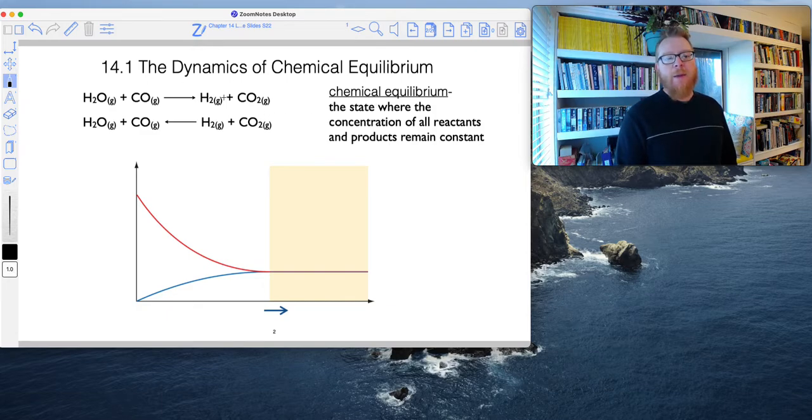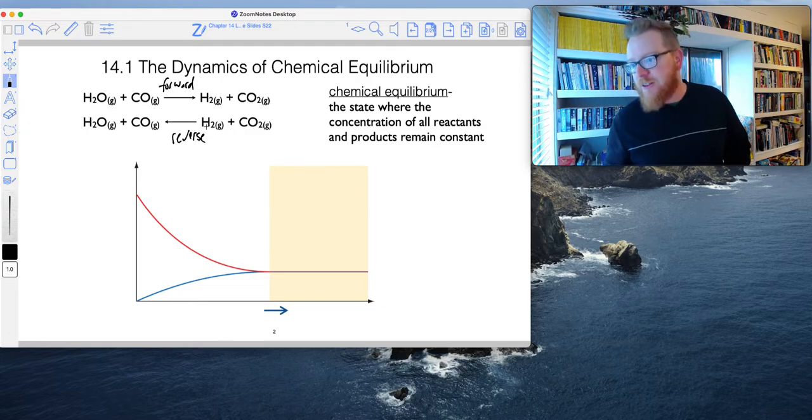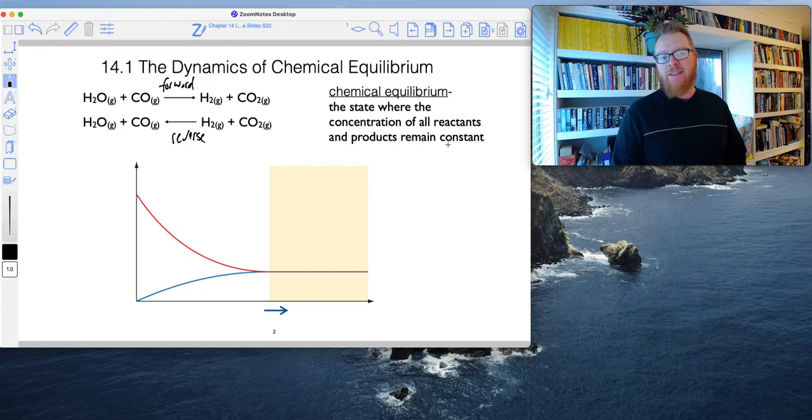Okay, so there's another way that we can think of this. If we separate these two reactions out, now I've got them separated as the forward reaction, where H2O and CO makes H2 and CO2. And then I've also written it as the reverse reaction, moving to the left, so that when we put this together, it's our equilibrium reaction. Okay, and so we noted chemical equilibrium is defined as the state where the concentration of all reactants and products remain constant. So this is just another way we could think of this.